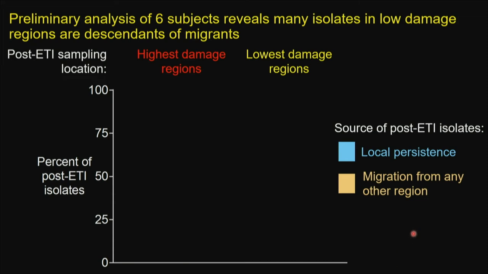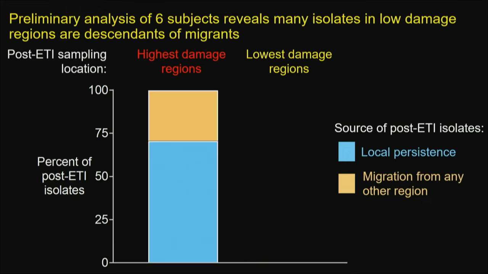So now that I've shown you these two examples, I want to summarize across the rest of the patients. And for this, we have six subjects. Here I will be comparing the highest damage regions to the lowest damage regions. And for the purposes of this talk, I've simplified it into just local persistence versus migration from any other region.